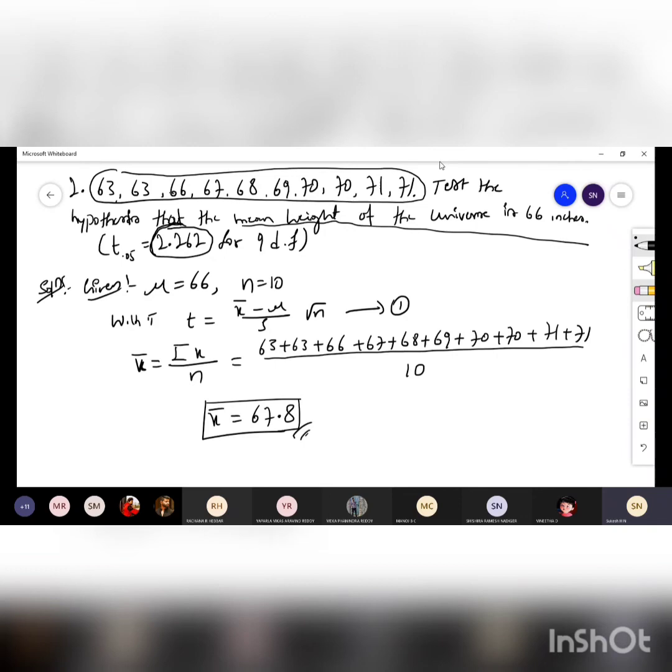Did all of you get the same x bar? All of you got the same value? Yes, sir. Yes. Then let us move to the s square.